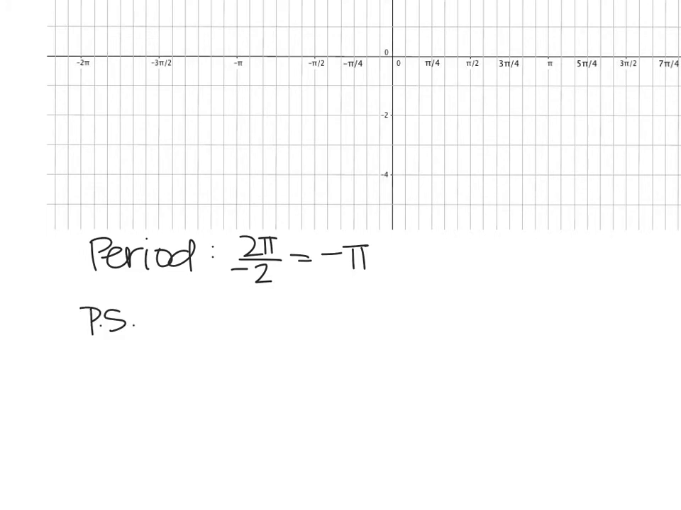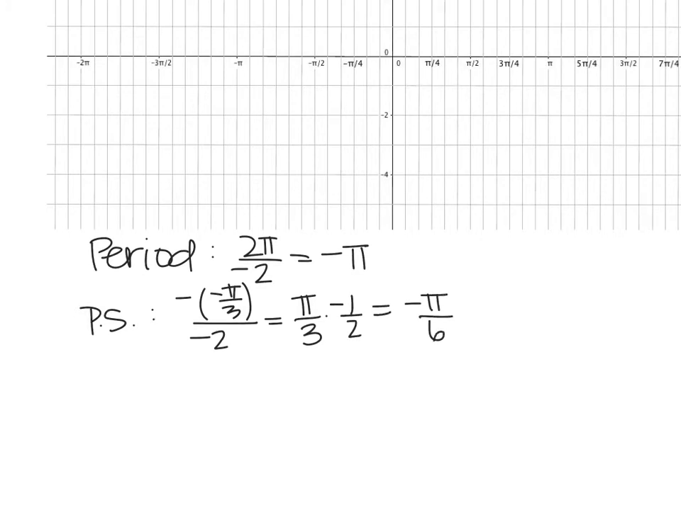When we do our phase shift, it's going to be negative pi over 3 over negative 2, which is going to become pi over 3 times a negative 1/2, which becomes negative pi over 6. So again, we have a phase shift of negative pi over 6. So it's going to be the same table that we set up for our previous example.